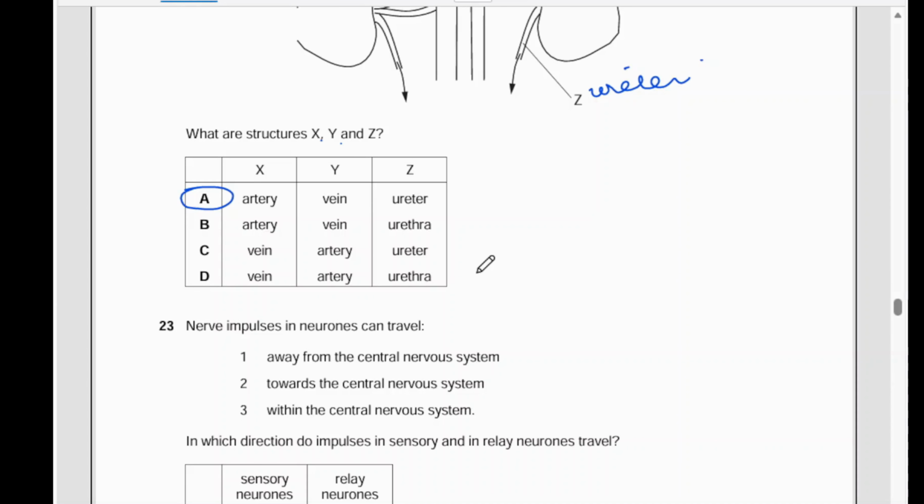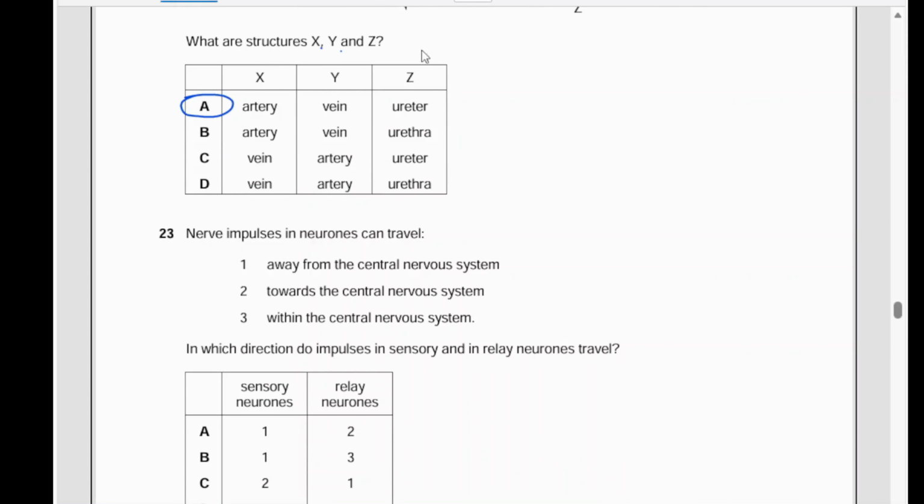Nerve impulses in neurons can travel away from the central nervous system. If they take impulses away from the nervous system, what are those neurons? Motor neurons. Towards the central nervous system and within the central nervous system. So what are relay and what is sensory? You have to identify. Sensory is 2, so it's D.